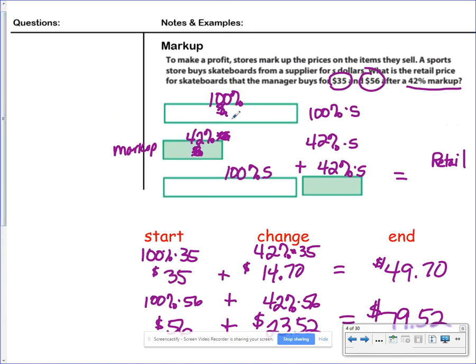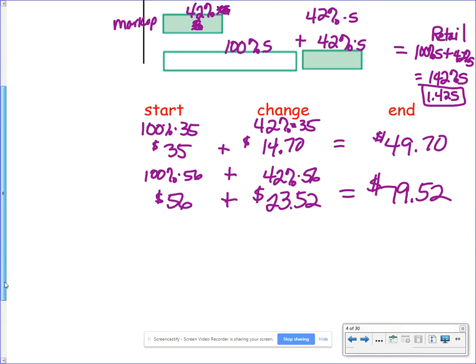All right, that's what markups look like. You end up starting with your 100%. That's the price you paid for it. You're going to take a percentage of that cost. That's the amount of the markup. And then you're going to add that on to get your retail price that you're going to sell it for. In this case, you have 100% times your skateboard price plus another 42% times your skateboard price. Really, we're taking 142% times the skateboard price. And by the way, as a decimal, that's 1.42 times S. That's how you could do it all at once on your calculator.